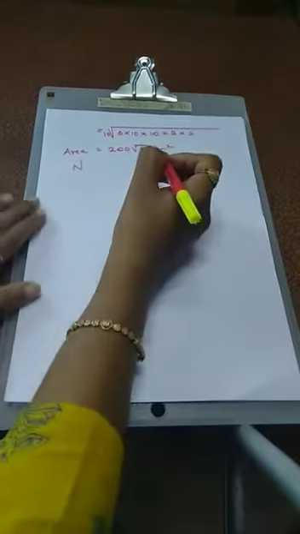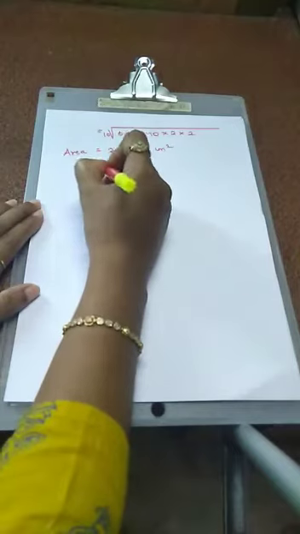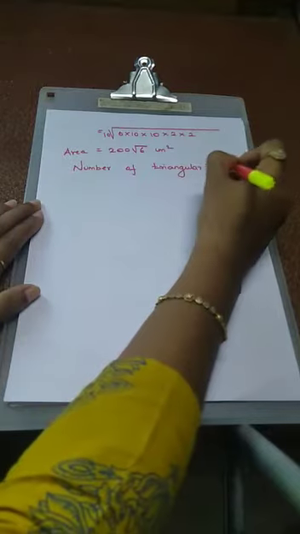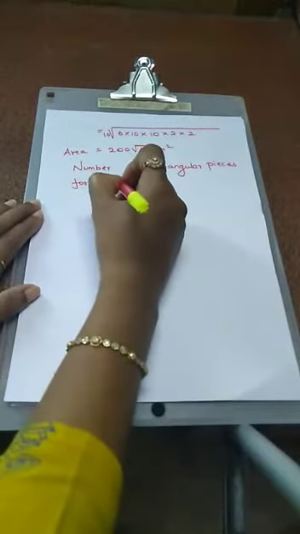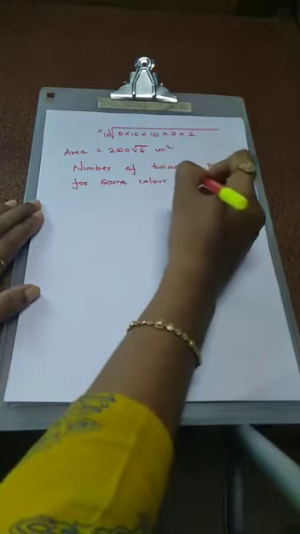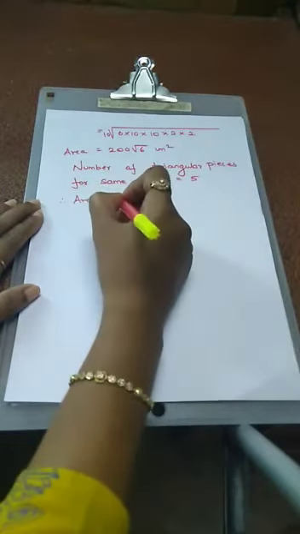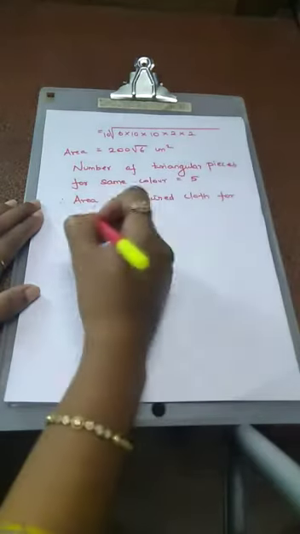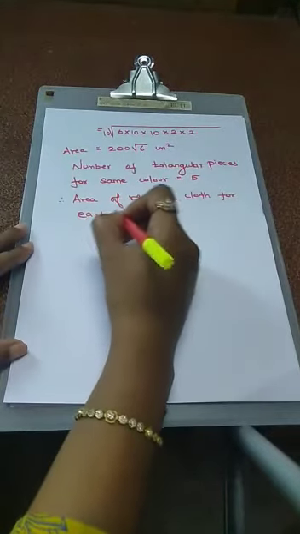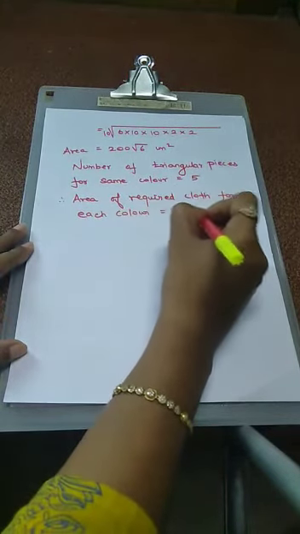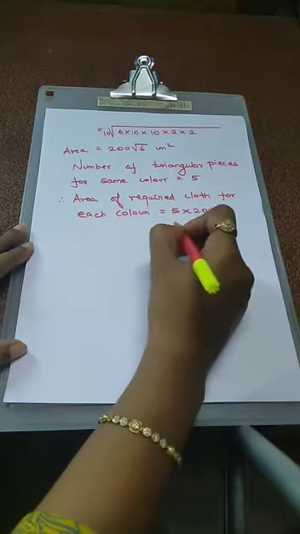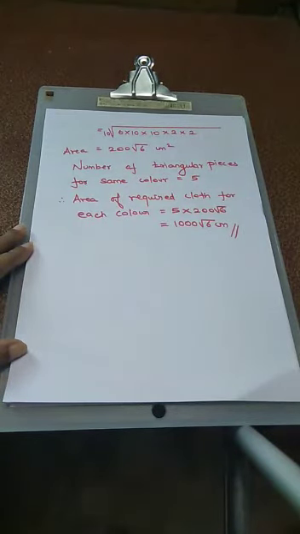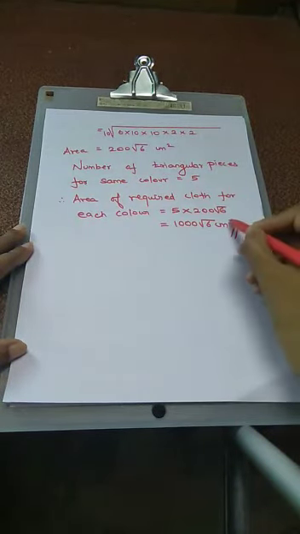What is given? Number of triangular pieces for same color is 5. That is mentioned. Number of triangular pieces for same color is equal to 5. Therefore, area of required cloth for each color is equal to 5 into 200 root 6. So that is 1000 root 6 centimeter square. So area of required cloth for each color is 1000 root 6 centimeter square. That's all.